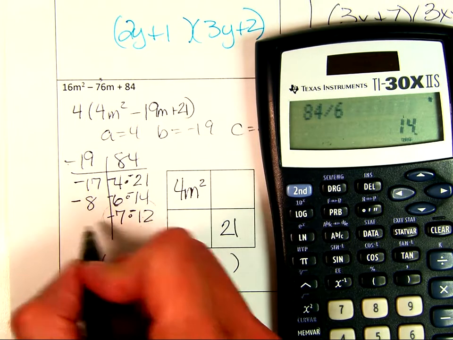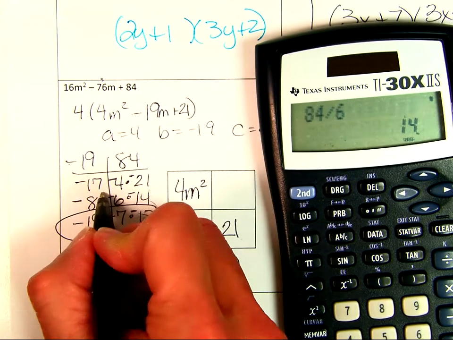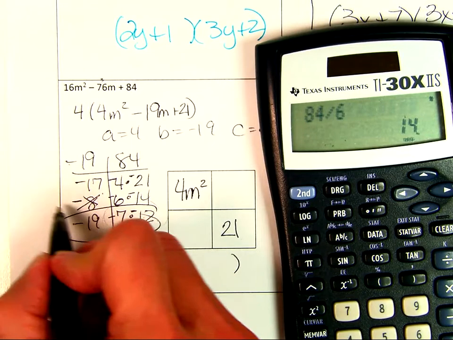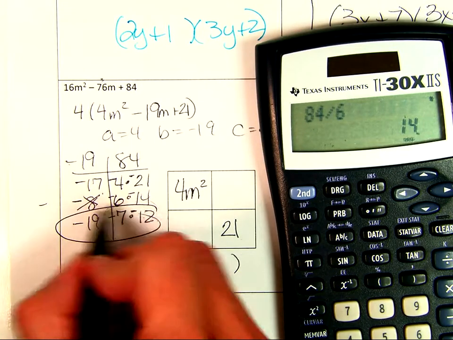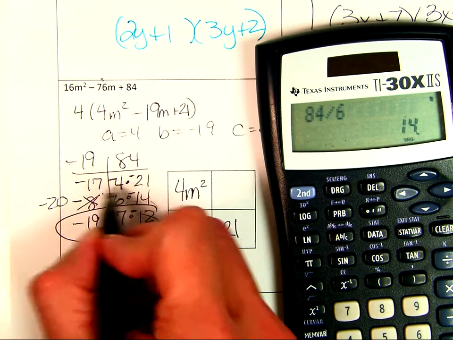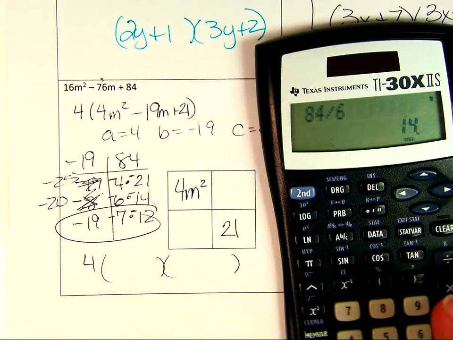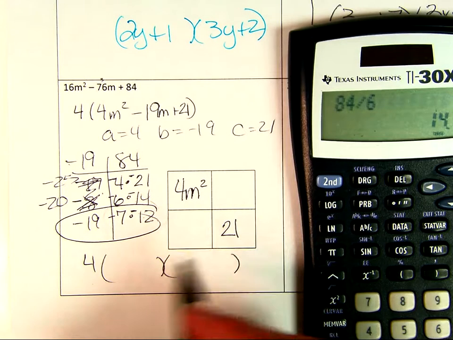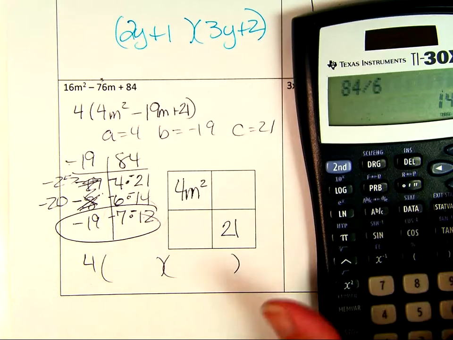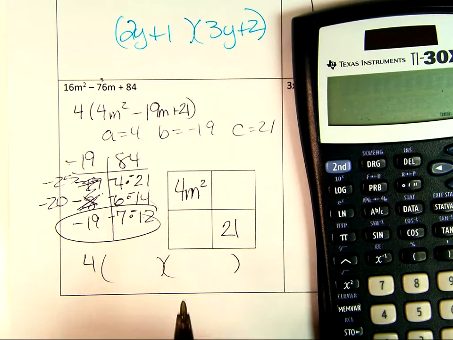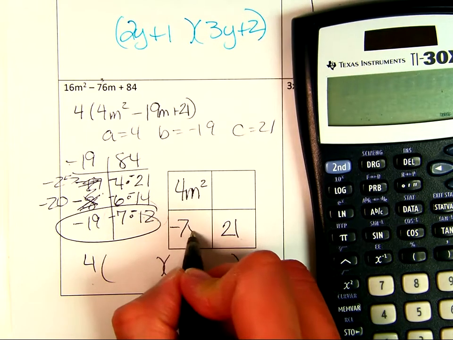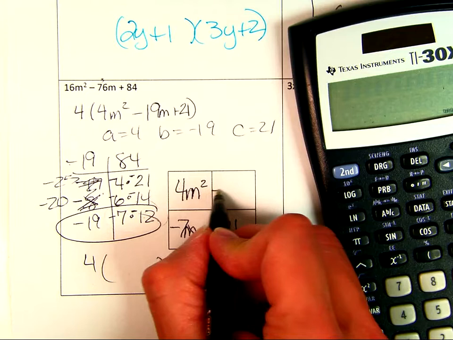So there's my negative 19. So that should have been added. That would have been a negative 20 and a negative 25. Let's make our corrections. Oops, yes, I make mistakes too. Mistakes are okay. Finding the mistake is the challenge. Okay, so I put a negative 7m and a negative 12m.